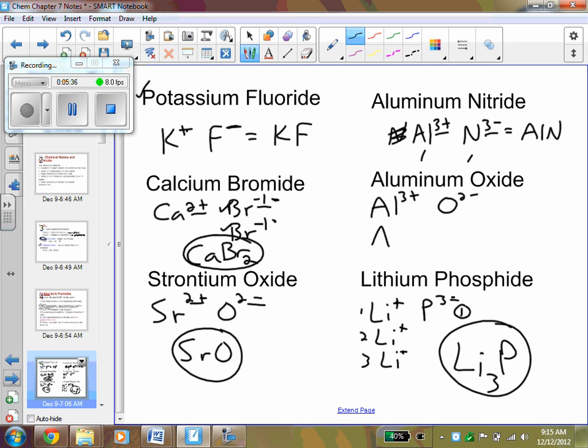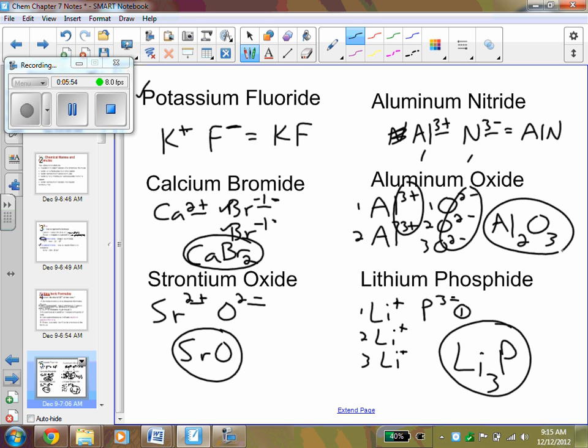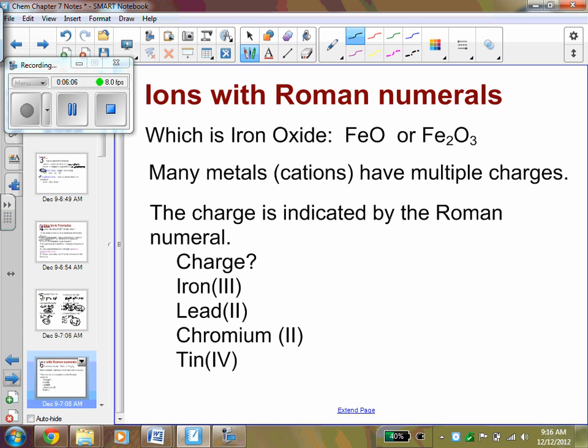So Al is 3 plus, so there's my +6 total. And I need to use a couple more of these oxides, so there's -6. So I used 1, 2 Als, Al2, and I used 1, 2, 3 oxides, so O3. And there's your final answer. Okay? So that's a little bit of an introduction to writing these formulas here. Okay, some easy ones. Let's move on.